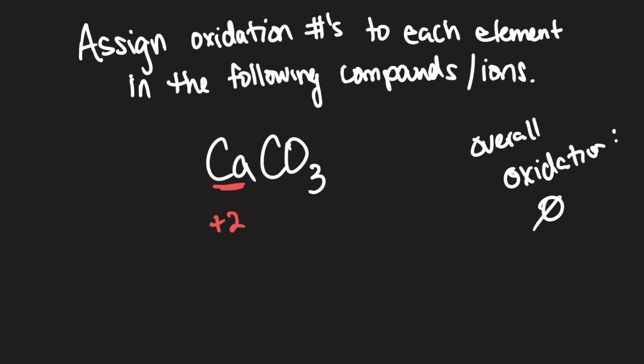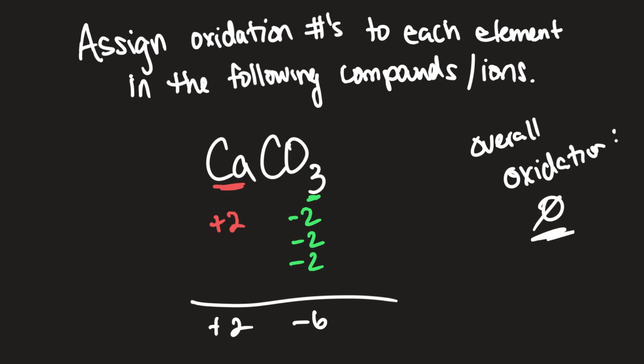So this is a +2 oxidation here. We also know that oxygen, for the most part, is always a -2, and we have 3 of them. So we have 3 -2s here, and I sometimes like to keep count. So this is a -6, and this is a +2. As we said, the overall must equal 0.